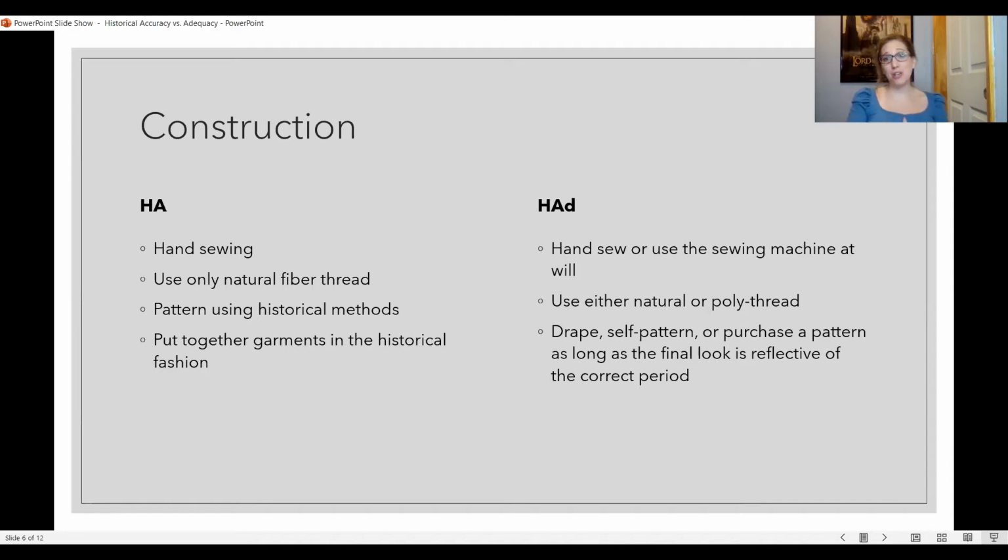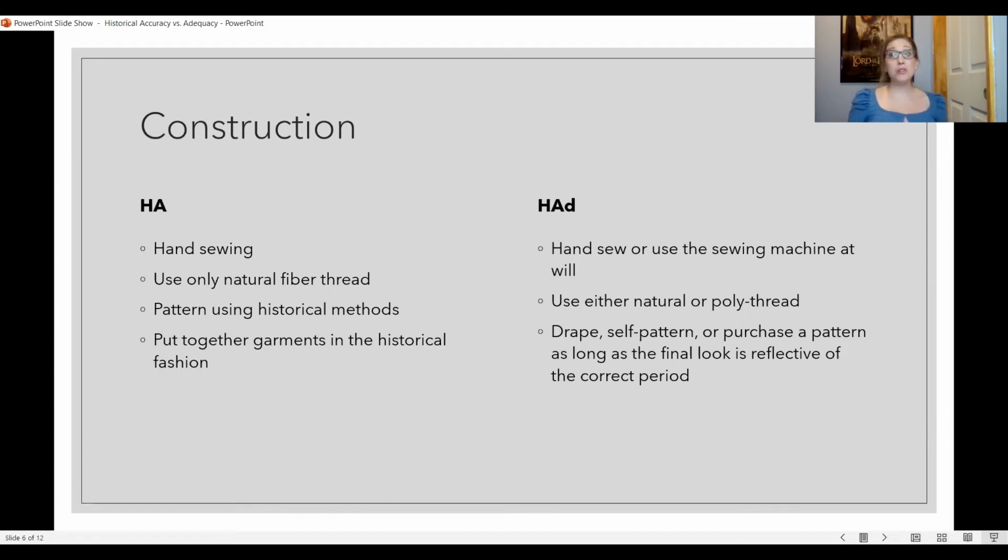Now, historically adequate: hand sew or use the machine at will. I do both. I use my machine for some things and I hand sew other things. Sometimes I hand sew just to prove a point to myself. But that doesn't make it any more or less adequate whether I'm hand sewing or using a machine.